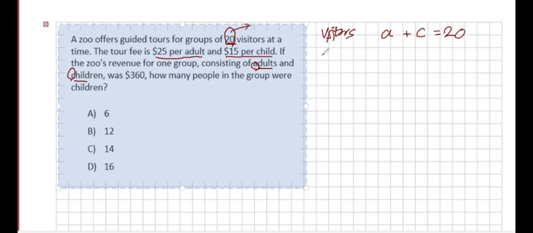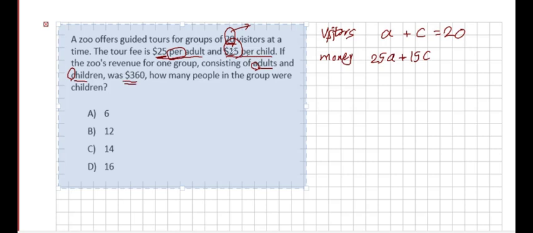And the other one is talking about money. So we can keep the money in another linear equation. We start with adults, so we start with 25A. It means 25 per adult. Per means multiplied by A. So we can write 25A, and then 15 per child means 15C. But we have to add them together. Why? Because this is the total revenue.